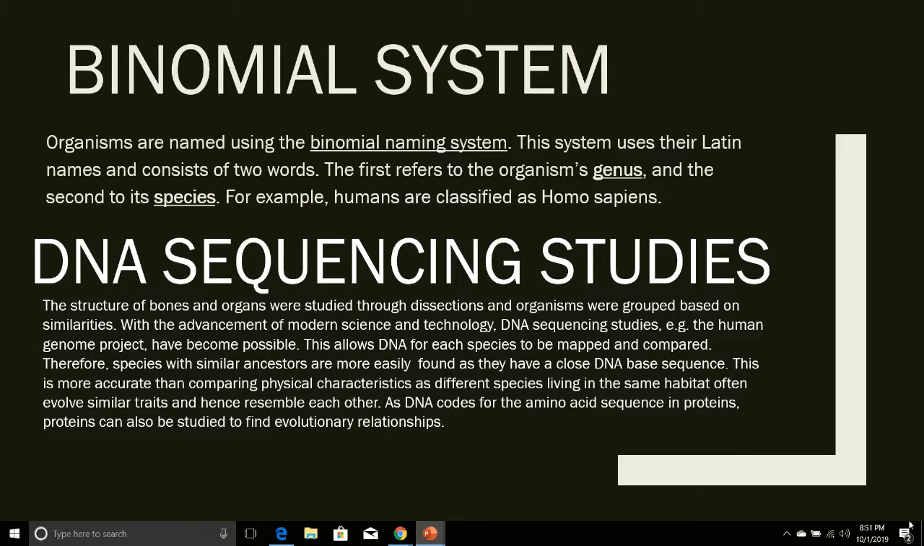This is more accurate than comparing physical characteristics, as different species living in the same habitat often develop similarities and hence resemble each other. As DNA codes for amino acid sequence in proteins, it can be studied to find evolutionary relationship.